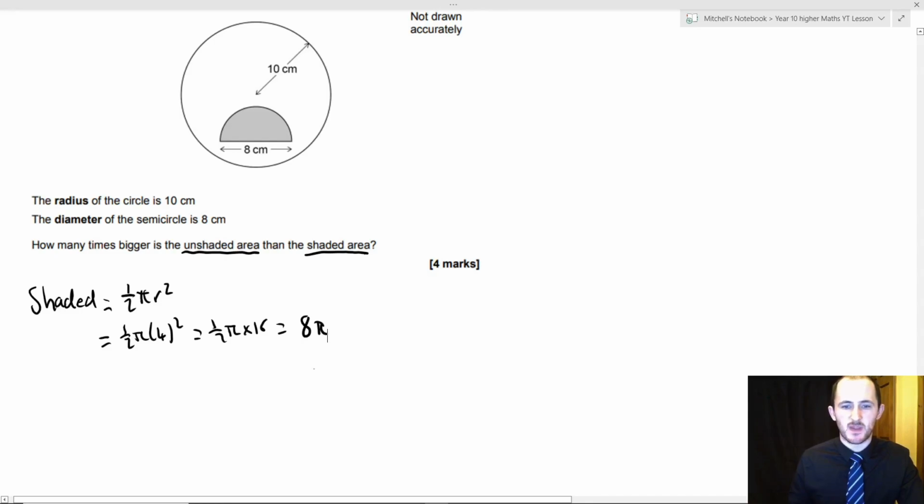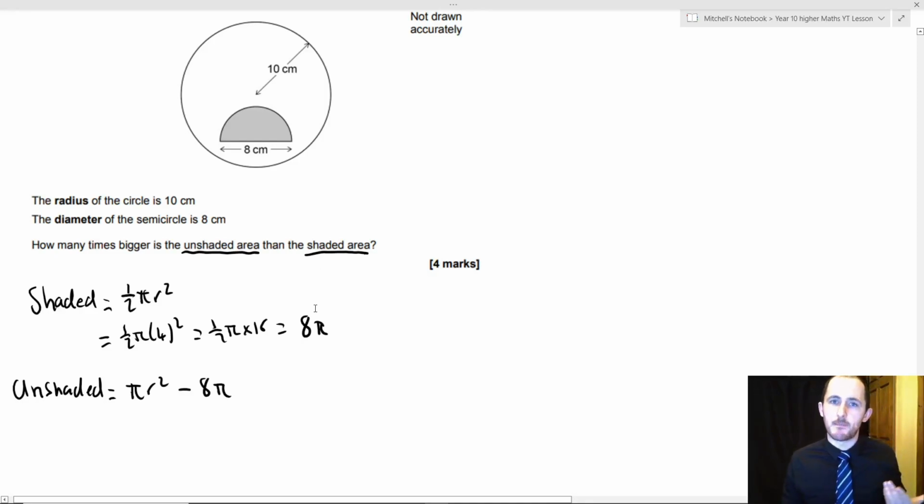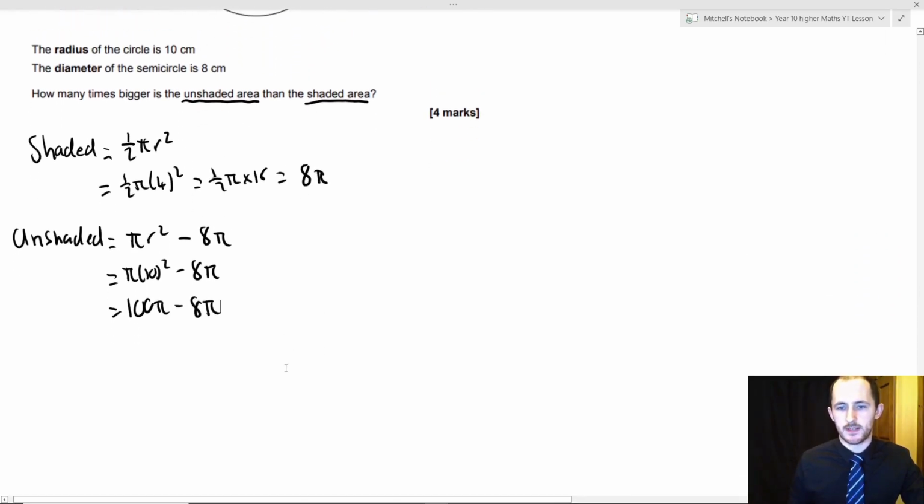Now the unshaded, this is where things get a bit more interesting. It is a big circle, which is pi r squared, minus 8 pi. One of the problems with this question that I can foresee is people just working out the unshaded area as a circle, which you will still get some marks for, but you won't get all of them. So we have pi times 10 squared minus 8 pi. So that is 100 pi minus 8 pi, which equals 92 pi.